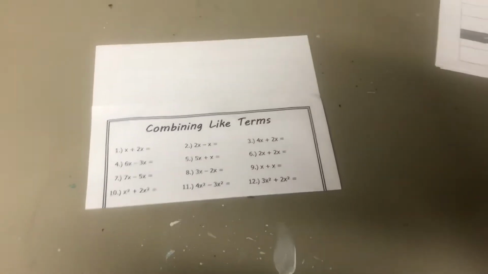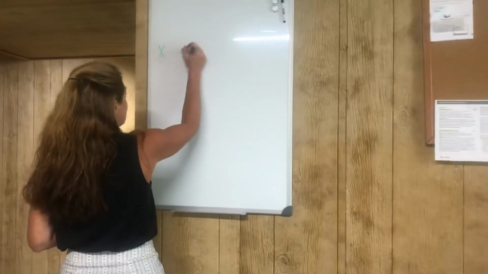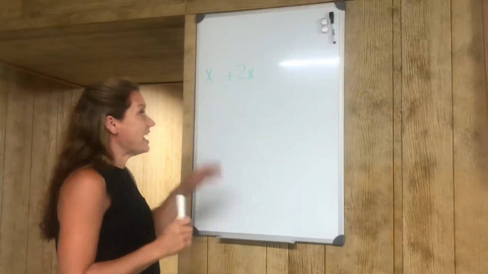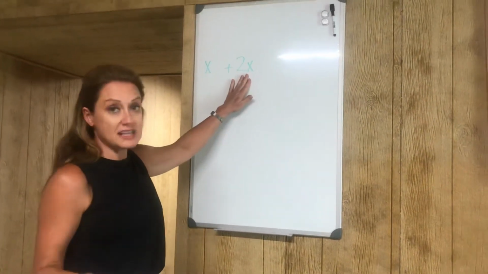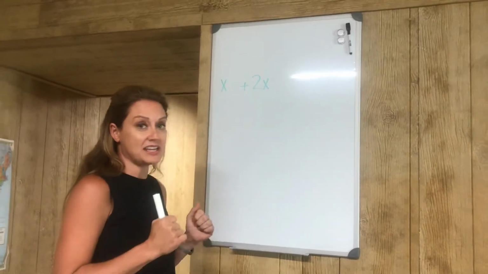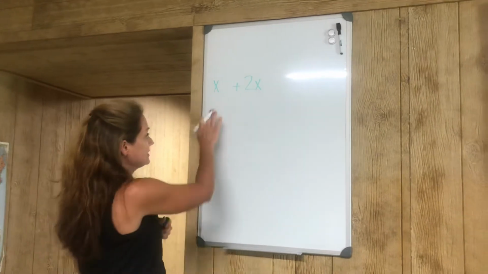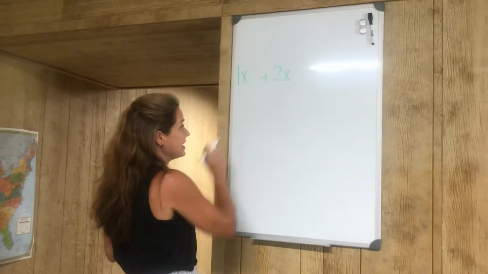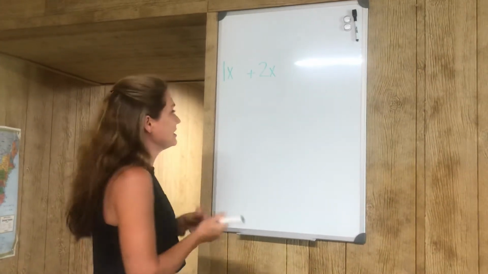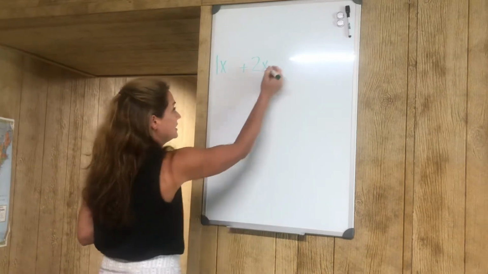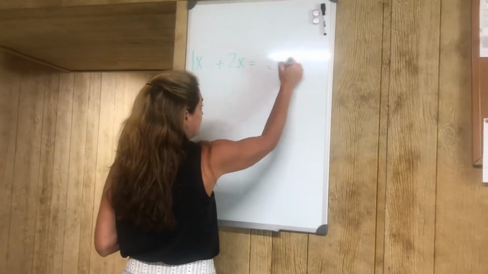All right, let's look at number 1. X plus 2x. Okay? X and 2x are the same because they have the x. I can add those together. If you remember, anytime we have an x just by itself, you can pretend that there's a 1 in front of that. So all you're doing here is adding 1 plus 2. 1 plus 2 is 3. So my answer is simply 3x.